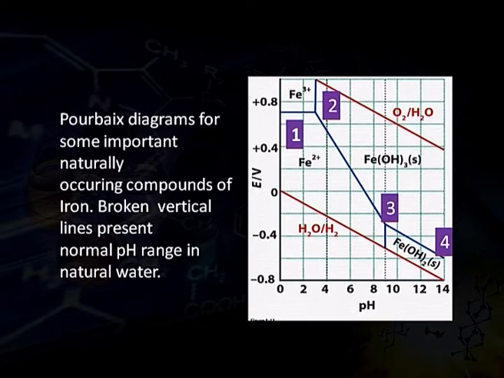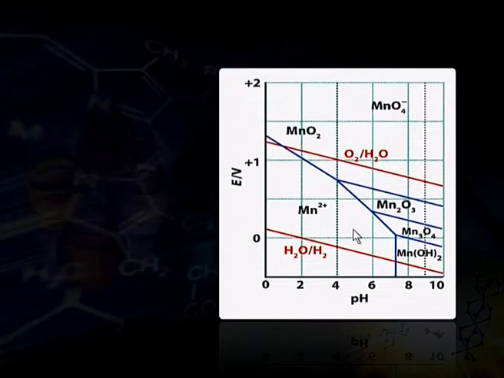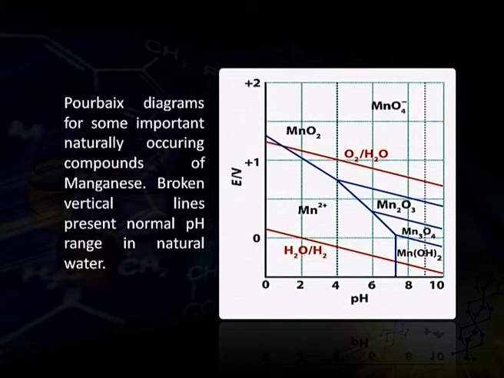It is the Pourbaix diagram for some important naturally occurring compounds of iron. These broken vertical lines represent the normal pH range in natural water. These two terminals are present in the Pourbaix diagram. Similarly, it is the Pourbaix diagram for some important naturally occurring compounds of manganese. Again, the vertical lines represent the normal pH range in natural water.